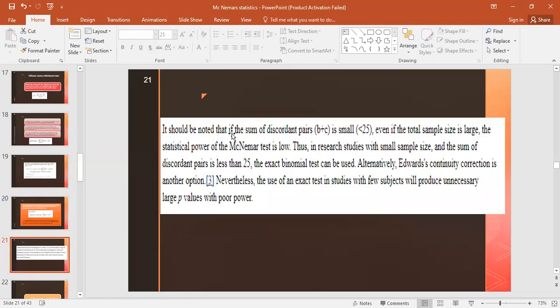It should be noted that if the sum of discordant pairs, B plus C, is small, even if the total sample size is large, the statistical power of the McNemar test is low. Thus, in research studies with small sample size and a sum of discordant pairs less than 25, the exact binomial test can be used, and the binomial distribution is used for analysis of the result. Alternatively, the Edwards continuity correction is another option. Nevertheless, the use of an exact test in studies with few subjects will produce unnecessarily large p-values with poor power.